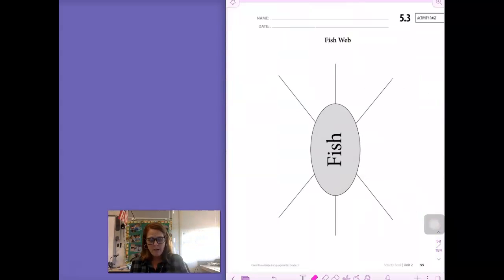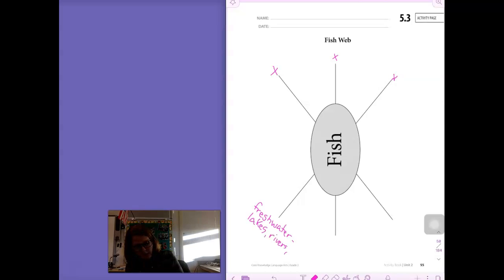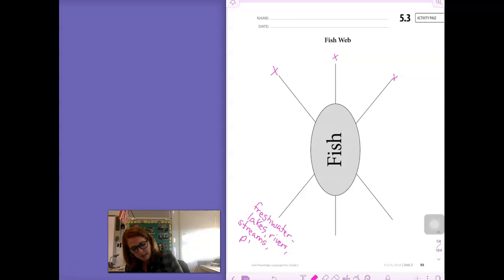Another note that we can write, so I already used this one, and this one. Something else that we can write on our web, and you can turn your paper if you want to, is that many fish live in fresh water. And fresh water consists of lakes, rivers, streams, and ponds. So there are many fish that live in fresh water.